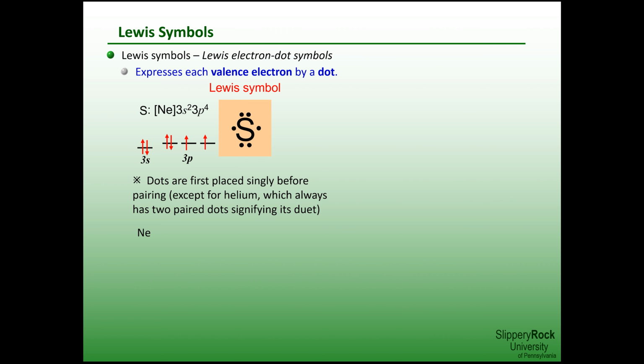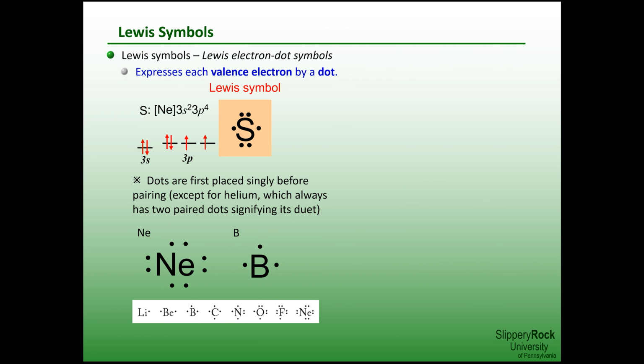Draw the Lewis symbol of neon. How many valence electrons does neon have? That's 8. Neon is a noble gas. Therefore, the Lewis symbol of neon is as follows. Draw the Lewis symbol of boron. How many valence electrons does boron have? That's 3. Therefore, the Lewis symbol of boron is as follows. These are the Lewis symbols of the second period elements in the periodic table.